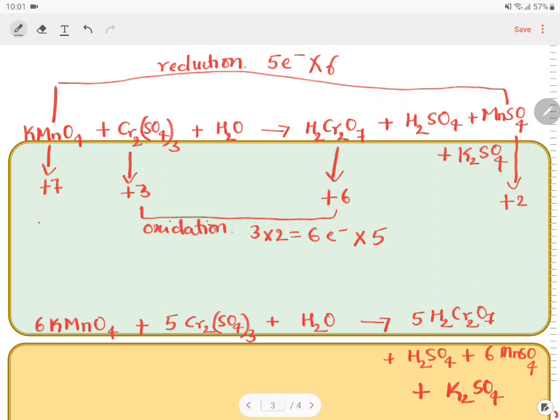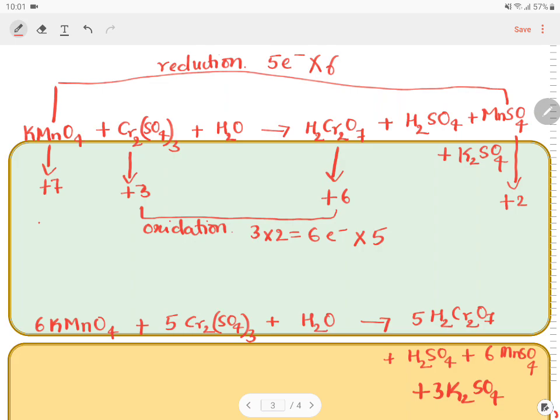Now in this equation we have balanced two elements, that is 6 manganese and 6 manganese, and 5 twos are 10 chromium and 10 chromium. Remaining elements we need to balance. I'll start with potassium. There are 6 potassium. Here there are only 2. To get 6, multiply this with 3. Now potassium got balanced.